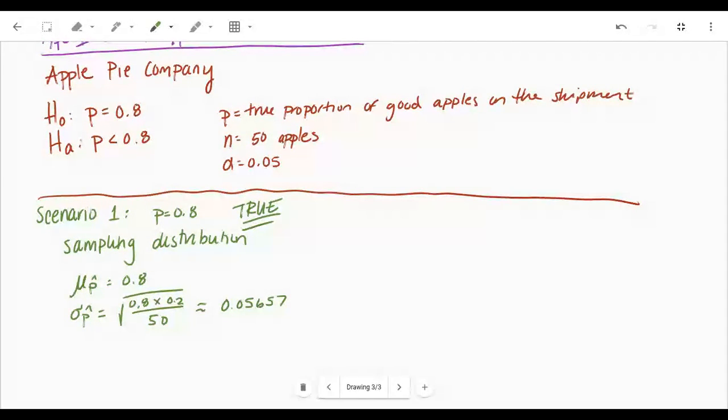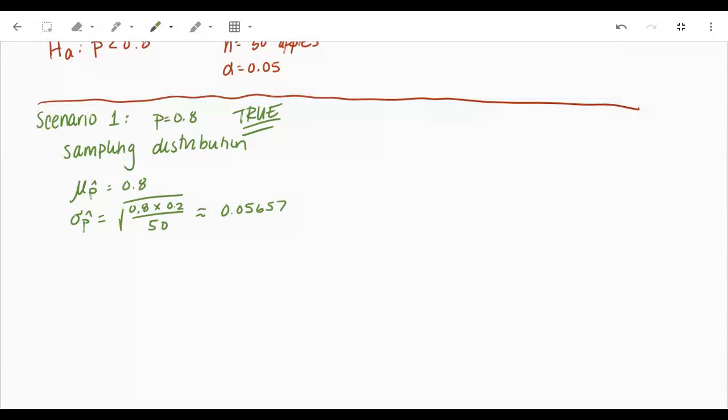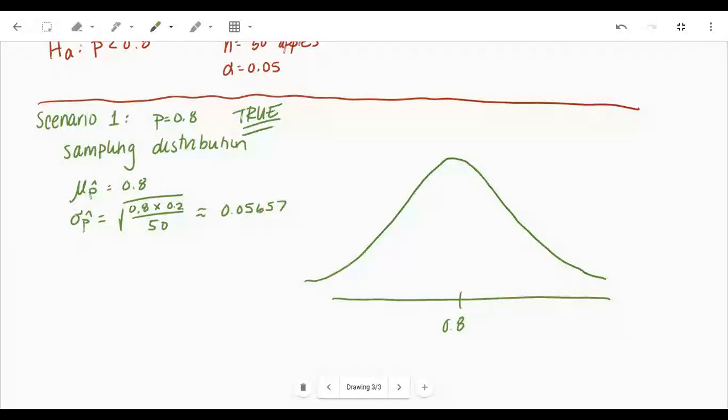So what our sampling distribution would look like: mean at 0.8. Our nice normal distribution there, since our central limit theorem conditions are met, right? N times p hat would be 10, N times 1 minus p hat would be 40, so it would look approximately normal. This is it. So 2 standard deviations away would put us maybe about here.